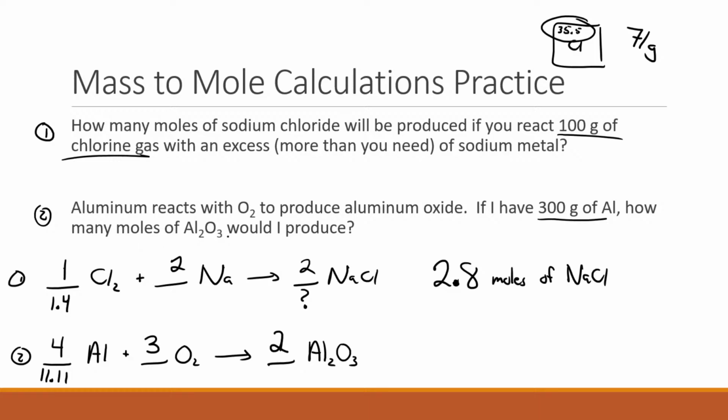We're trying to produce aluminum oxide here. And this is actually the first time we're seeing this happening. The ratio actually decreases. We went from 4 to 2. So this is half as much. So we should get half as much of our 11.11. So that's 5.55 moles of aluminum oxide.